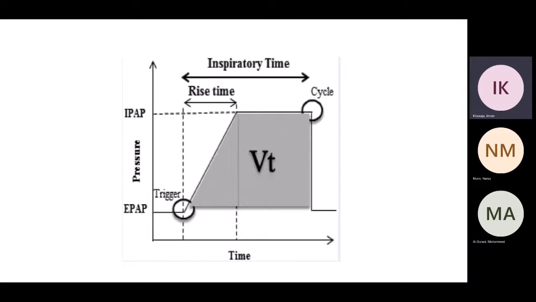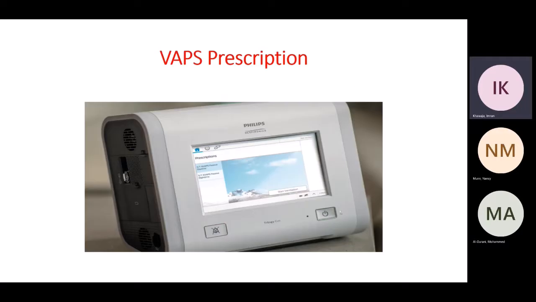And then you have the rise time, which is the time that it takes the pressure to increase from the EPAP to the IPAP. They call that the pressurization time. Then you have the inspiration time, the time during which the IPAP is maintained, and then you have the cycle, which can be timed according to respiratory rate, or depending on the patient's flow if the breath is spontaneous, and I'll explain that to you. So AVAPS is by no means an exception from what you know from pressure supported ventilation.